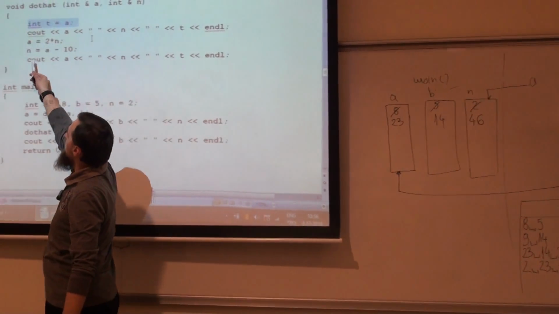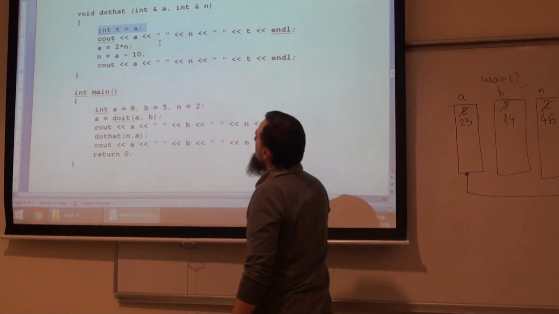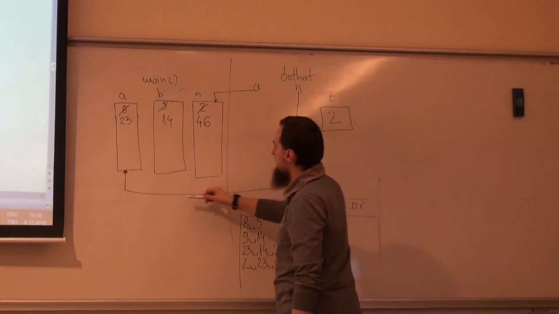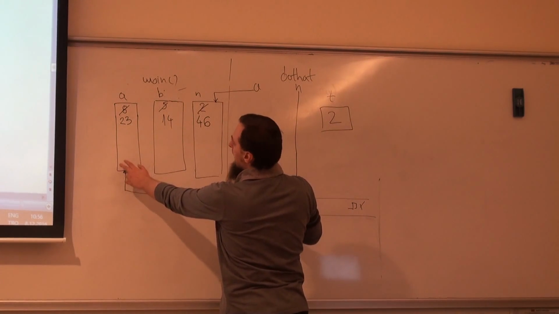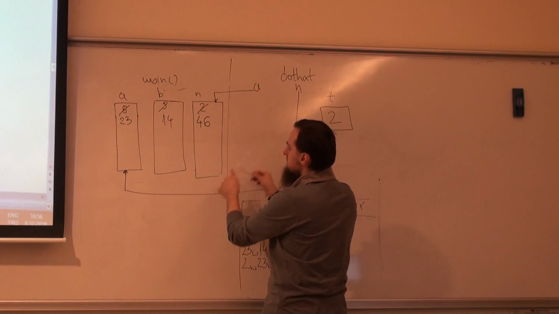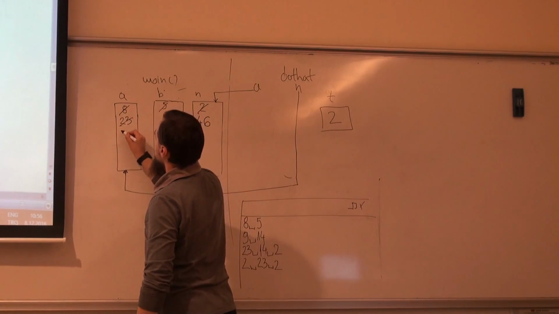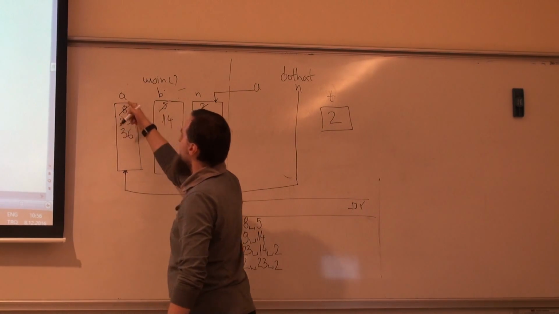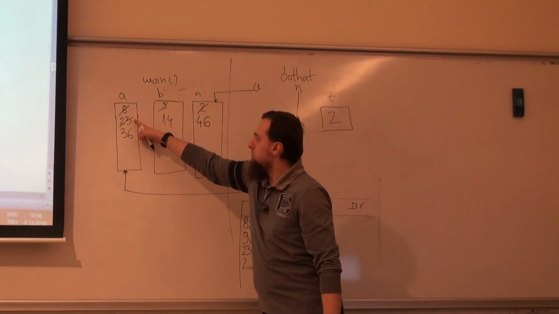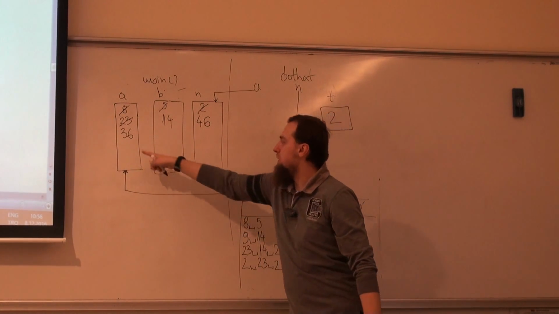Then we are going to this line. N is equal to a minus 10. So n from DoThat is equal to a from DoThat minus 10. 46 minus 10 is 36. So we don't have 23 anymore in a, we have 36. Meaning we don't have 23 in n. From the DoThat function, we have 36.